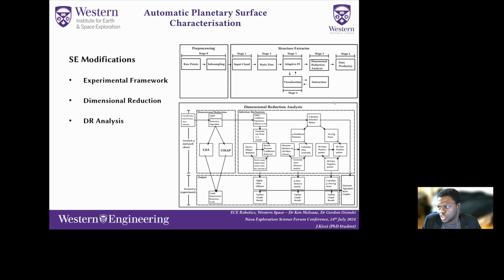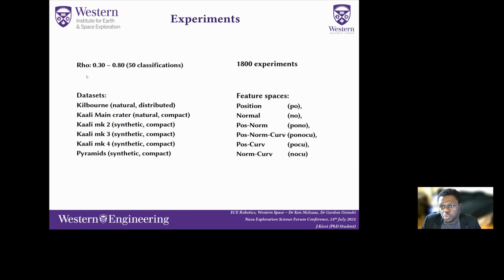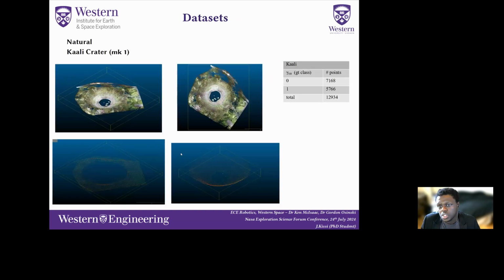This is our new configuration with dimensional reduction analysis added, and these are our experiments. We had 50 intervals of rho used. We added 6 data sets, and we had 6 dimensions that we were using, which was about 1,800 experiments. We added a new data set, which was a simple crater with 1 area of significance highlighted, the bowl, and then an area of less significance on the outside.